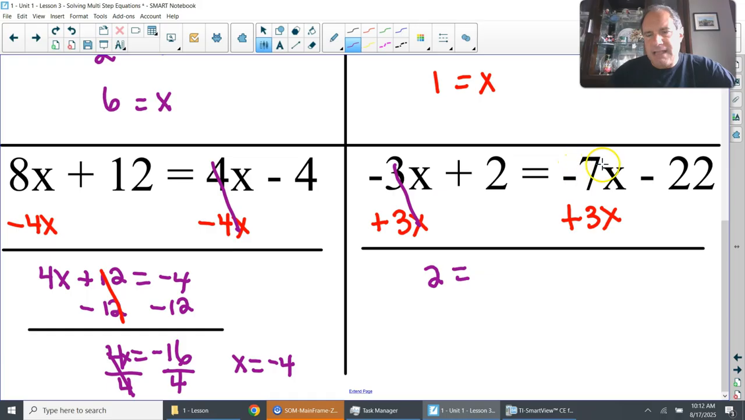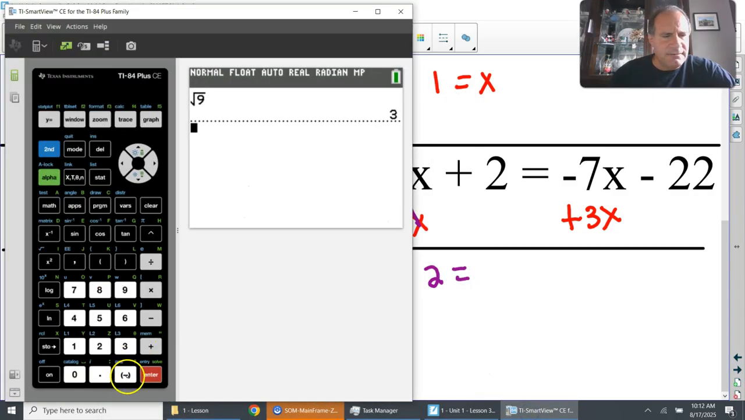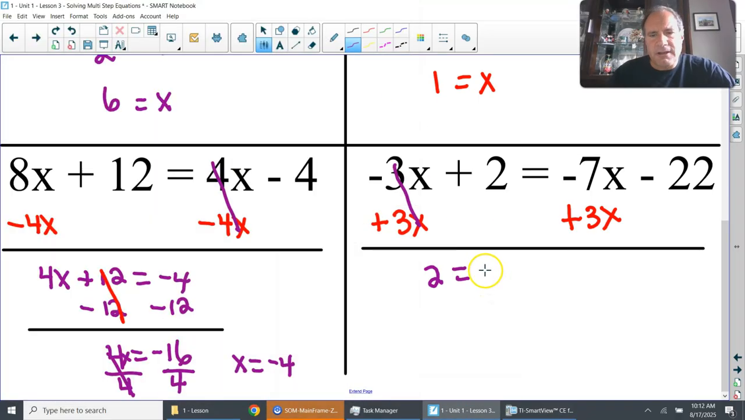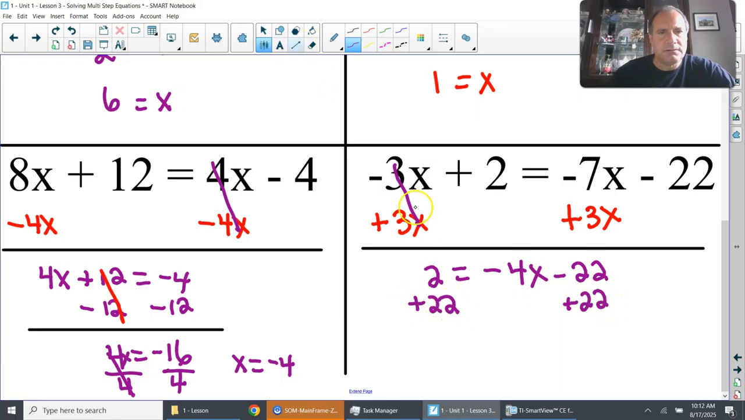And this negative 7x plus 3x, you put that into the calculator just like this. It's negative 7 plus 3, and it's negative 4. So you have a negative 4x, and you see how you're in the negative? It's okay that you're in the negative. Now you're adding the 22 on both sides.